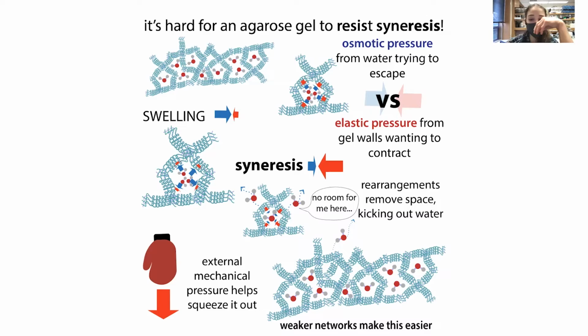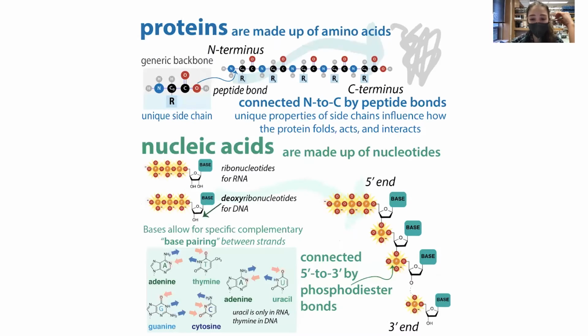But we don't really want to add those charge groups when we're running our gel, because they would interact with the negatively charged backbone of the DNA, and we want something that's totally neutral.